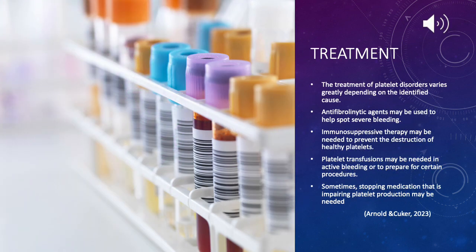The treatment for platelet disorders varies greatly depending on what type of platelet disorder is identified and what the specific cause for that platelet dysfunction may be. So depending on the case, an antifibrinolytic agent might be used in cases where there's severe bleeding, like gastrointestinal hemorrhage or bleeding in the brain. A medication like tranexamic acid, also known as TXA, may be given to help with the blood clotting factors.